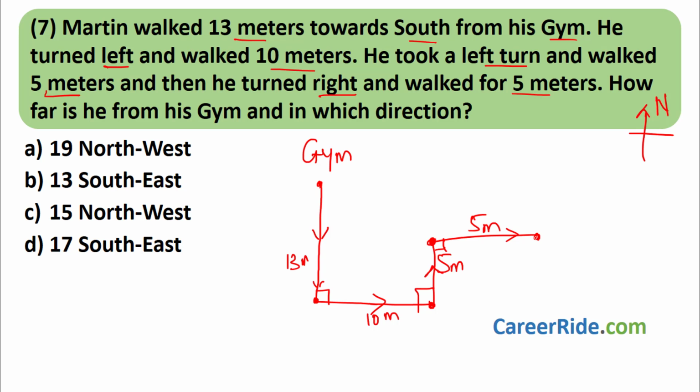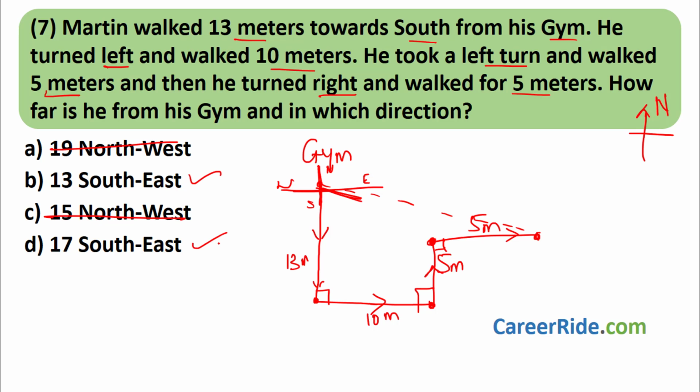How far is he from his gym and in which direction? Now this is the gym and this is the direction. What is the direction? Just draw this cardinal at the gym. It is going in this direction. This is north, this is south, this is east, this is west. So southeast. So this is not the answer. The answer is this or this.